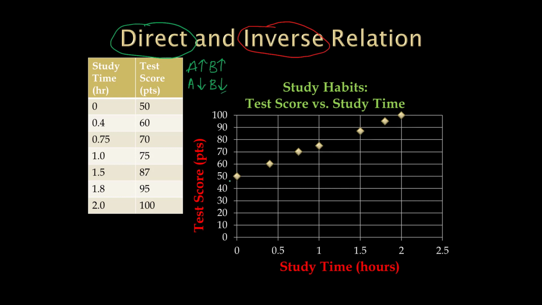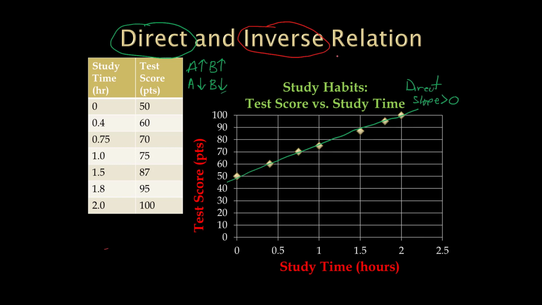What would that look like in a graph? If we had that, we end up seeing already here that as study time increases, test scores increase. So this has a direct relationship. It also means that the slope is greater than 0. The slope of this line is greater than 0.